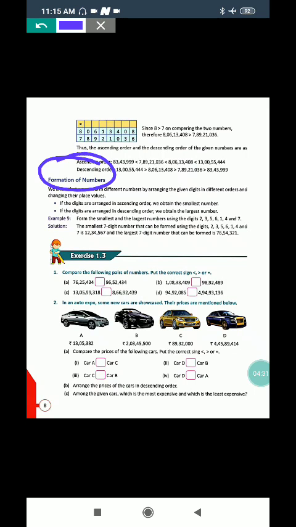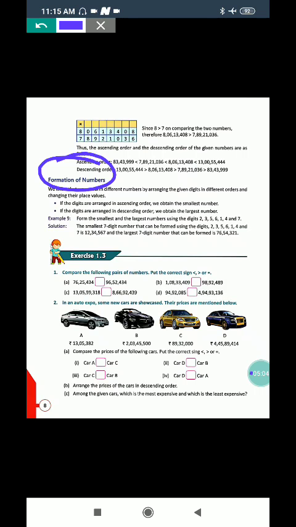Now we will do formation of numbers. So how will we form a number? By the given digits. Suppose that some digits are given in our question and we have to form the numbers. The numbers are given and the way we have to arrange them will also be given, from smaller to bigger or from bigger to smaller, that is ascending order or descending order, or whether we have to find the smallest number or the biggest number.